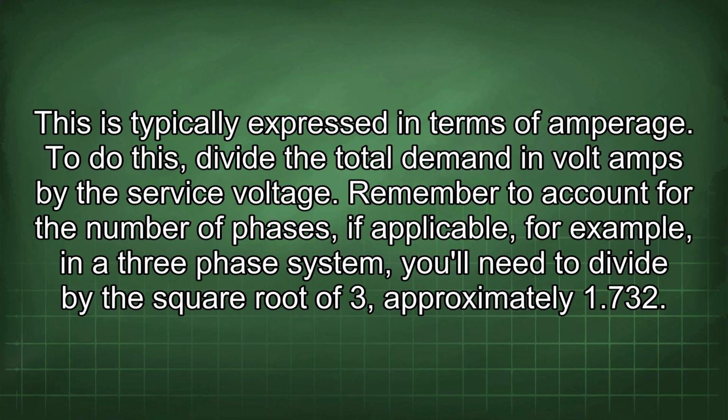Seventhly, with the total demand calculated, you can determine the minimum required service size. This is typically expressed in terms of amperage. To do this, divide the total demand in volt-amps by the service voltage. Remember to account for the number of phases, if applicable. For example, in a 3-phase system, you'll need to divide by the square root of 3, approximately 1.732.